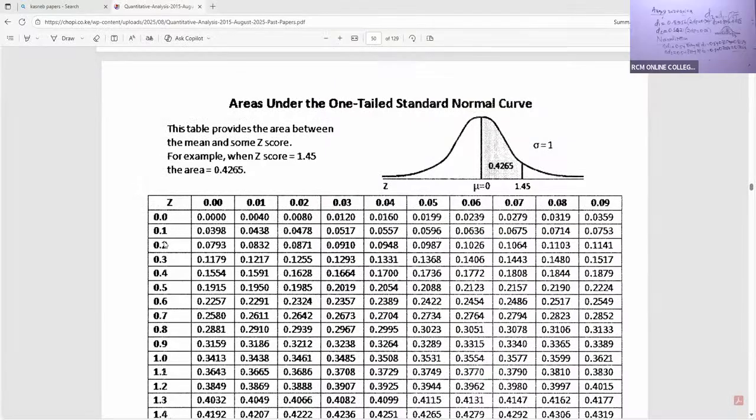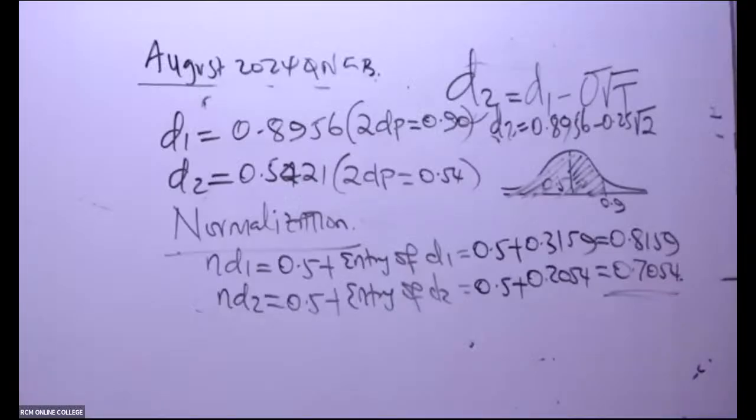So you can see this is a partially shaded table here. For example, it is 0.90 here, 0.9. You see this Z is always one decimal. If you want the second decimal, you read from here. So 0.90, this one here, 0.3159. If you want 0.54, 0.54 is here, 2054. You come to 0.5, the second digit is the fourth one here. So 0.2054 like that.